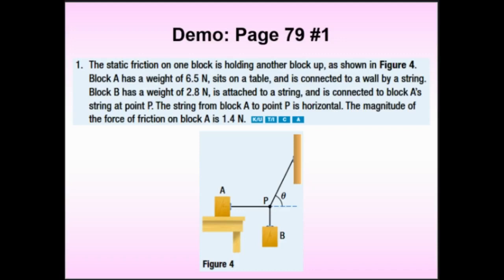Okay. So block A is being pulled down by how much force? 6.5. It sits. Again, what does sits mean? Sits means not in motion. Good. And it's connected to a wall by a string. Yes. Block B, that hanging one, has a weight of how much? So right off the bat, it has a lesser mass than A. It's attached to a string. Sorry, and it's connected to block A. Everything is connected to point B. The string from block A to point B is perfectly horizontal. We could have lowered the table a little bit to make it angled.